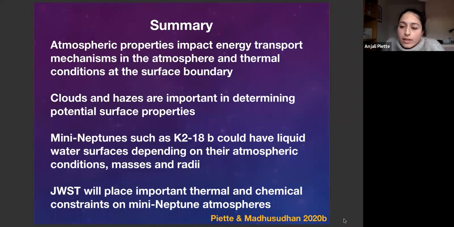So yeah, we haven't included the magnetic effects, but that's very interesting to hear. It would be interesting to include that and see how that affects the retrievals. I think that's really cool.